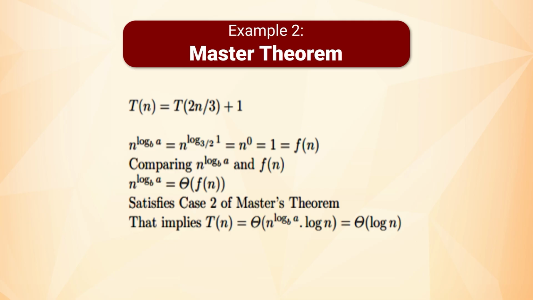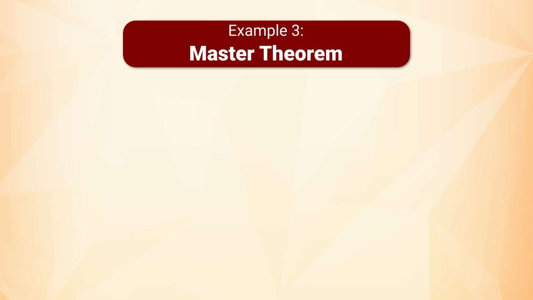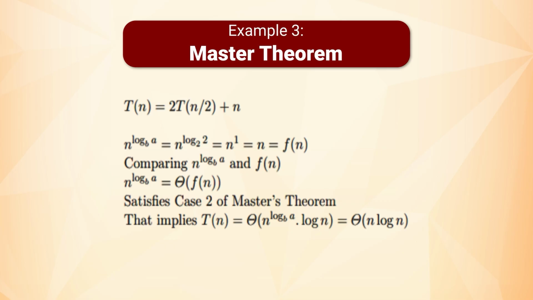So, what will be the case? That is the second case, F n equal to theta of n to the power log A base B. In this case, T n equal to theta of n to the power log A base B into log n. What is the value of n to the power log A base B? That is 1. So, 1 into log n is log n. The final time complexity is log n. Example 3. In this case also we get A equal to 2, B equal to 2. So, n to the power log A base B is n, and this is also equal to F n.